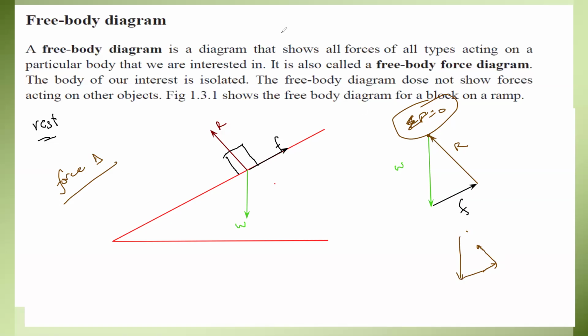Now, the important part on an inclined surface is the resolution of the vector. Resolution of a vector means we break down the vector into components. So for example, the inclined surface is making an angle theta. So when we resolve along this inclined surface into components, we draw the horizontal line, the dotted line, and we draw the vertical line according to the inclined surface.